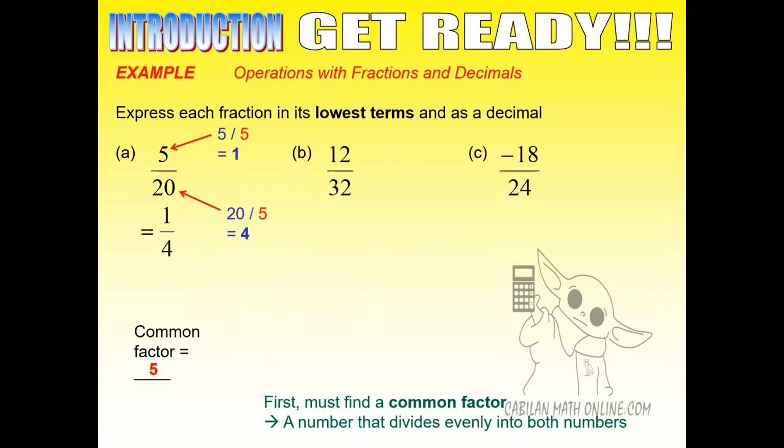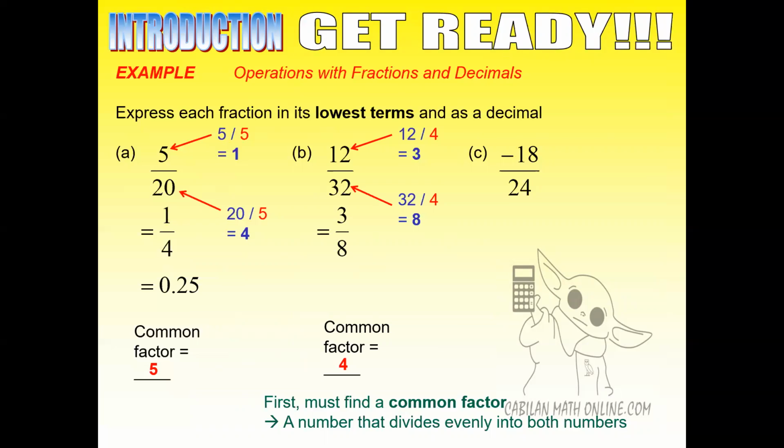So when I go 1 divided by 4, that's going to give me 0.25. Okay, so we're going to do the same thing for 12 and 32. The common factor for that is going to be 4, so we're going to divide both numbers by 4 here. 12 divided by 4 gives me 3, and 32 divided by 4 gives me 8. So 12 over 32 is going to be reduced to 3 over 8.